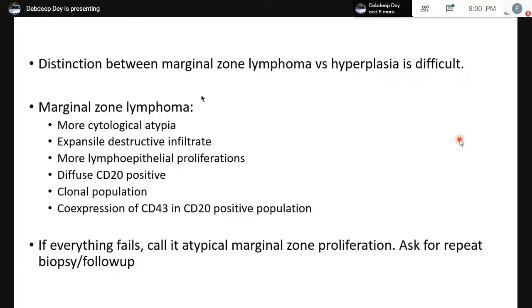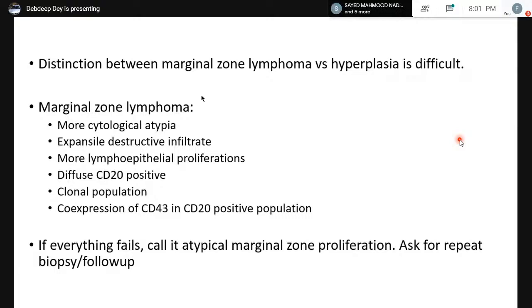Now, the more difficult problem which I find in routine practice is the distinction between a marginal zone lymphoma versus a marginal zone hyperplasia. Now, a marginal zone lymphoma has got more cytological atypia with an expansile destructive infiltrate, lymphoepithelial lesions, a diffuse CD20 positive population of cells, which is clonal, and there is co-expression of CD43 in the CD20 positive population. Now, it is all good to list down these points, but when it comes to actually making the diagnosis on the slide, not all the features will be present.